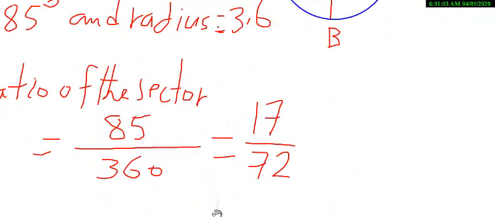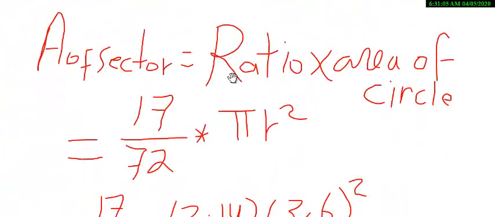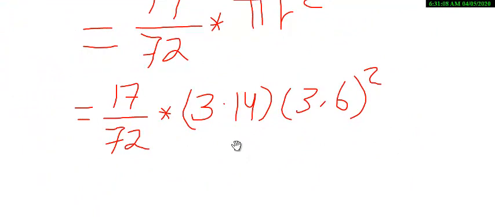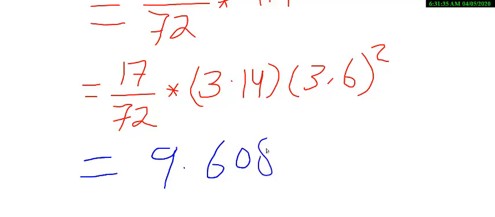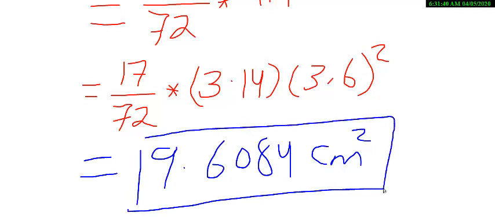I think this is the correct answer. Yes, 3.6. So I'm going to get back to the calculation here. I'm going to use my calculator to find out the final result. 3.14 multiplied by 3.6, the final result will be 9. The area of the arc will be equal to 9.6084 centimeters squared, and this will cover the answer to the question.